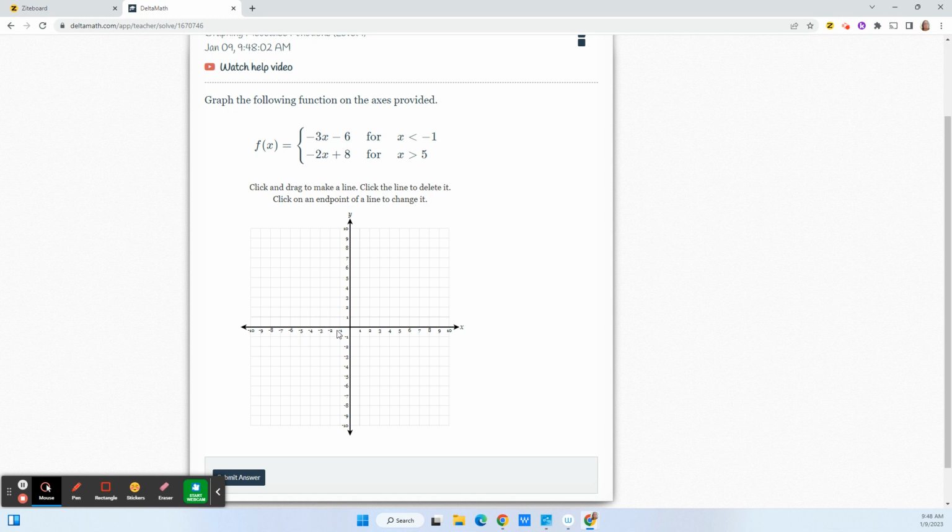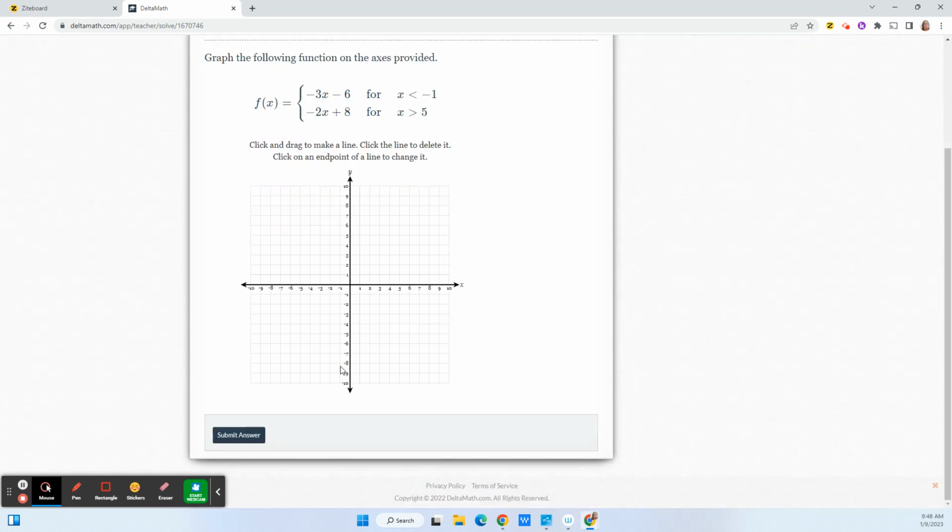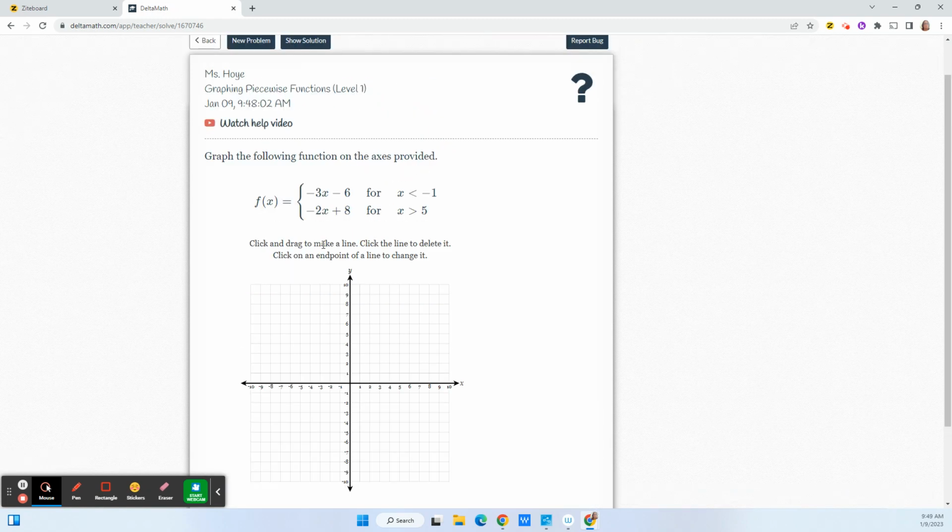So at -1, I have a point at -4, and it'll be an open point. At least it should be if I could actually, oh, that's why, because I got this up. Click and drag to make a line, click the line to delete it. Okay, I got to start.